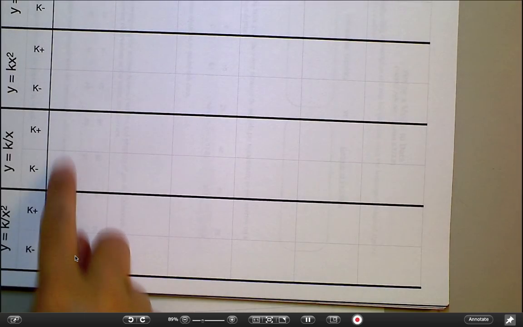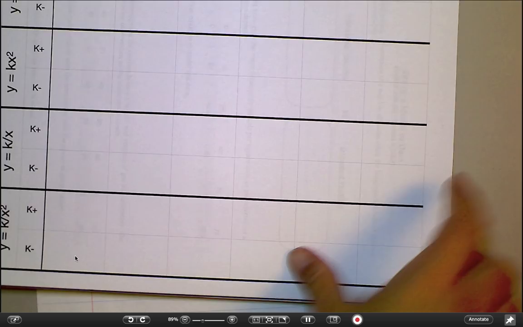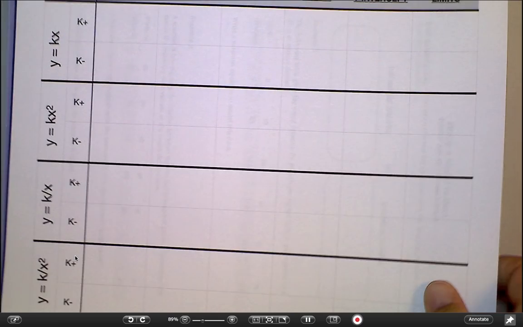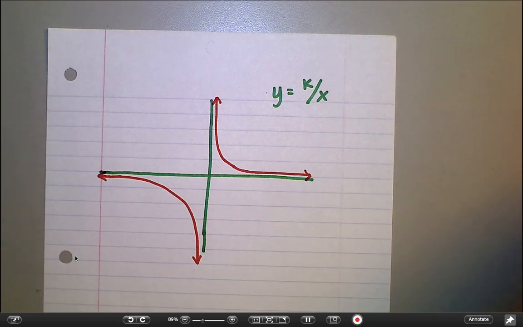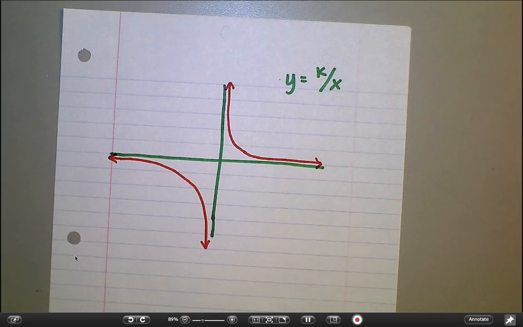As I talk my way through these properties, it would probably be a good idea for you to have your table out, okay? And you can be filling in the information into your table in your notes while I'm talking through it, because these will be the things that I'm talking about. But I just wanted a big picture of the graph here.